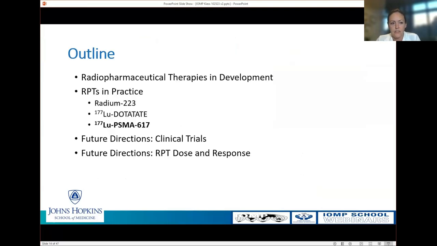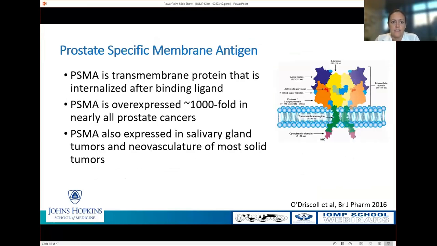And finally, we turn to the recently FDA-approved lutetium PSMA-617. This targets the prostate-specific membrane antigen, which is a transmembrane protein that is internalized after ligands bind to the extracellular portion of the molecule. It's overexpressed over 1,000-fold in nearly all prostate cancers, and it is also expressed in salivary gland tumors and in the neovasculature blood vessels of most solid tumors.